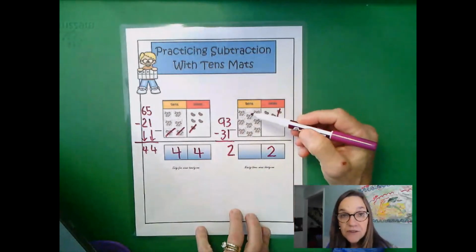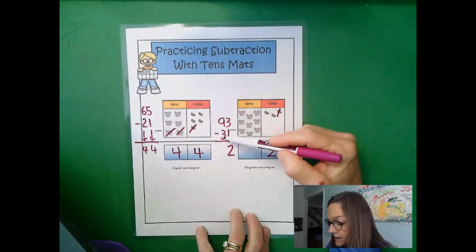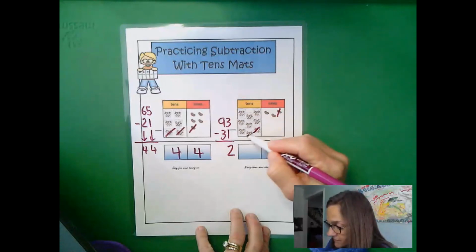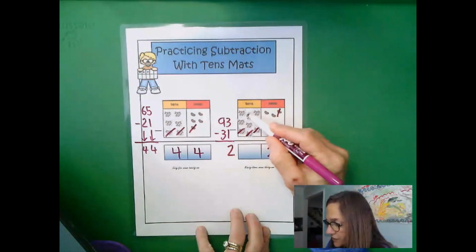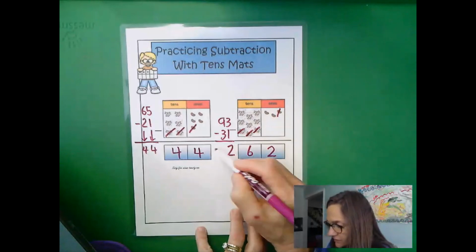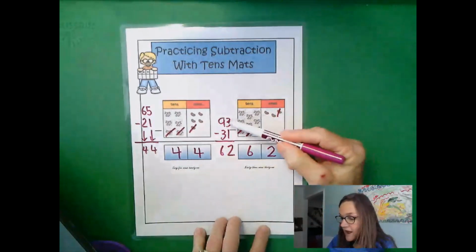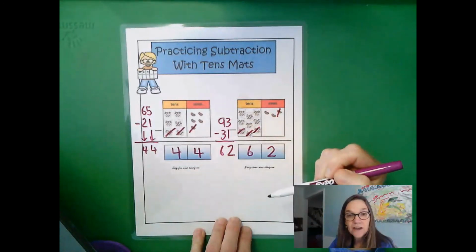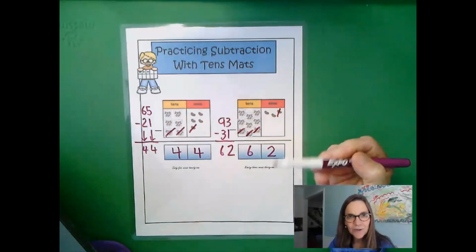Then we're going to move to the tens column, and we're going to take away 3. And that leaves us with 6. So 93 minus 31 is 62. You understand how to do that?